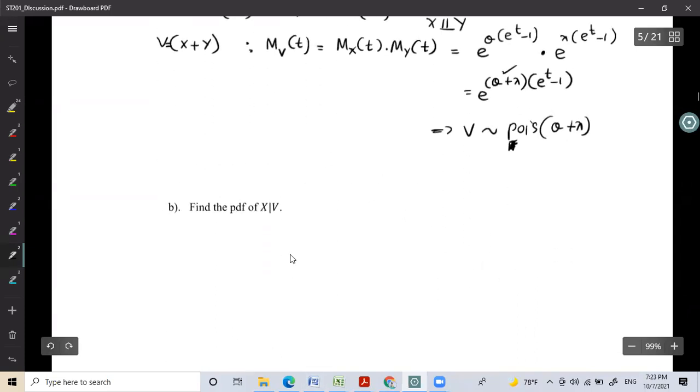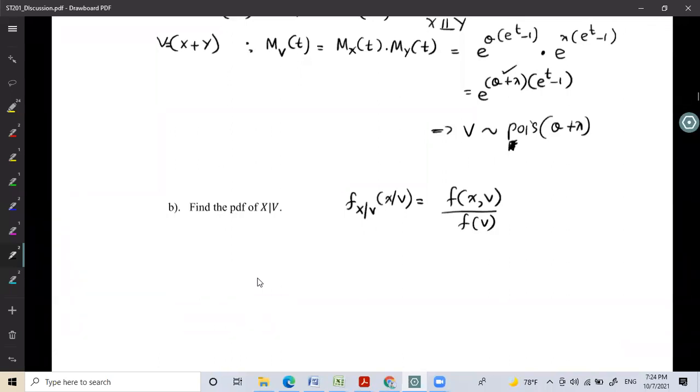Then you have to find the PDF of X given V. How do you do that? How do you find X given, sorry, not X given Y, X given V? How do you find it? You have to find the joint density of X and V and then divide it by the given one, right? Well, you know the density of f_V, this we know, but we do not know the joint density of X and V. That we have to find.